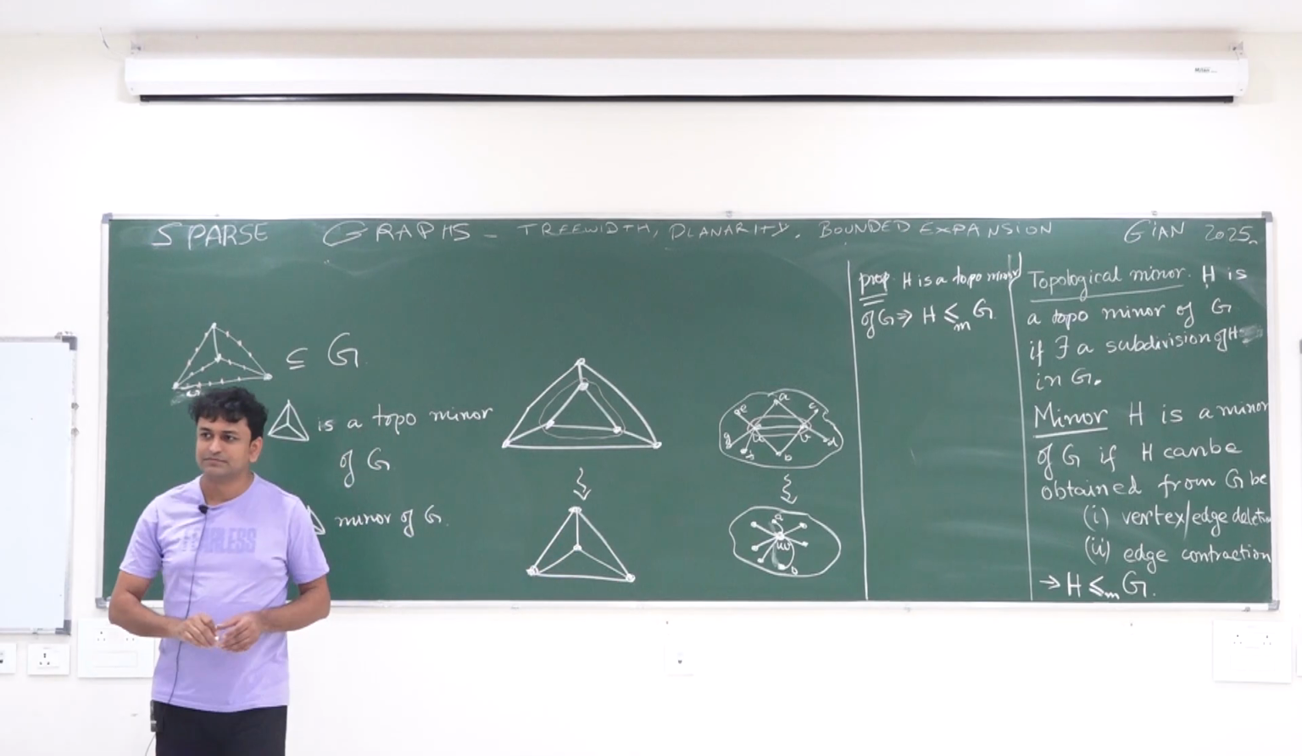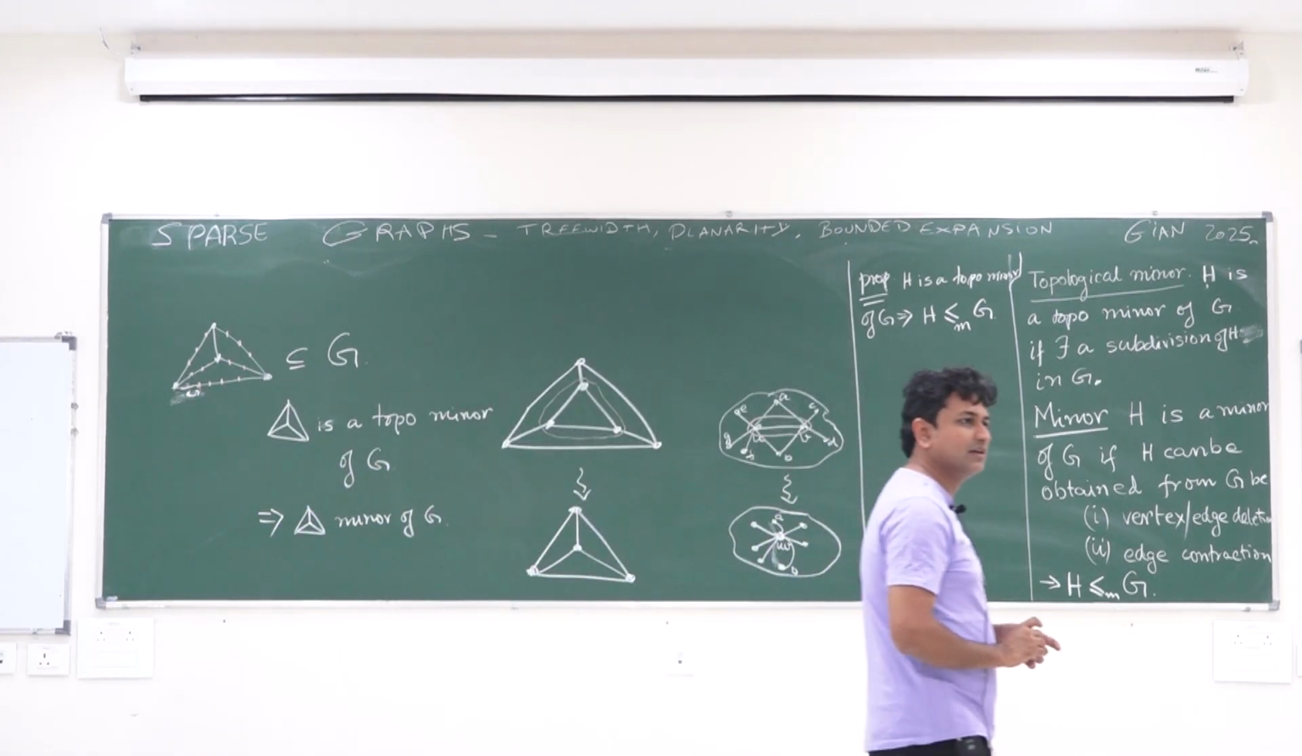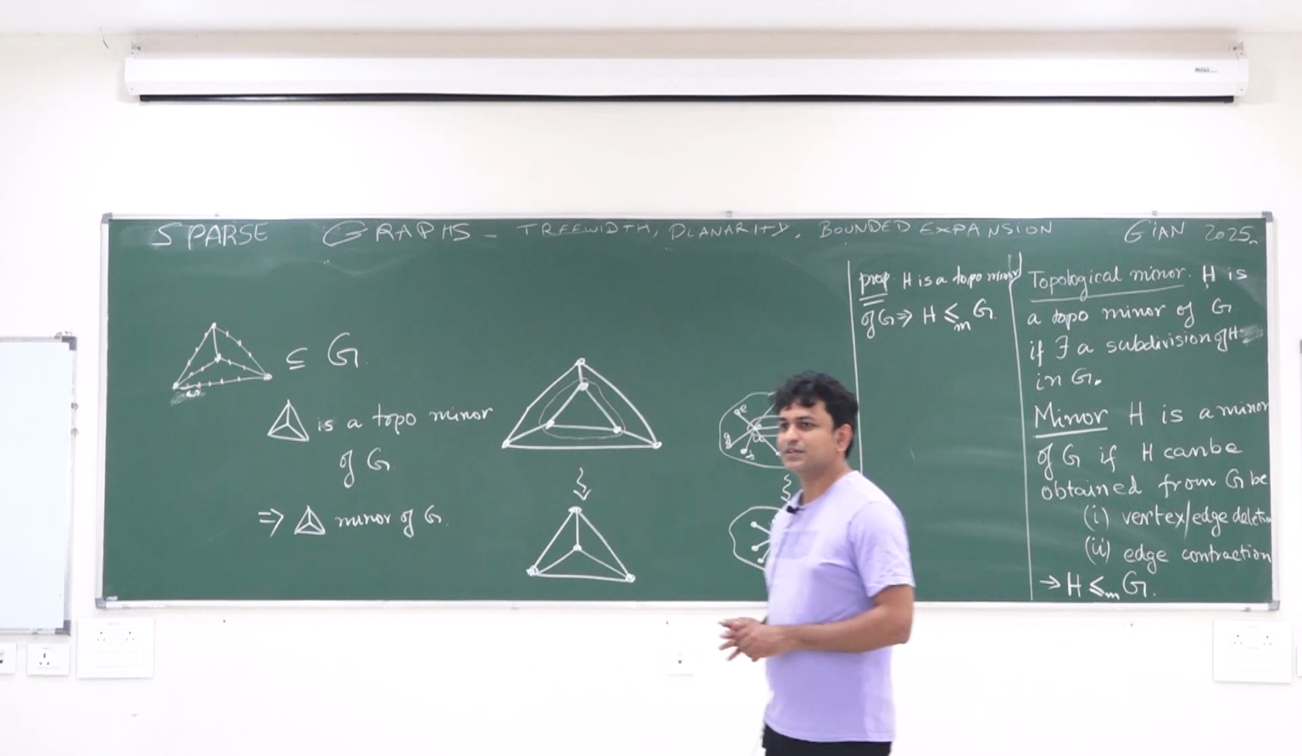Okay. So this is one example where it is not a topological minor, but it is still a minor. So H is not a topological minor of G, but H is a minor of G.